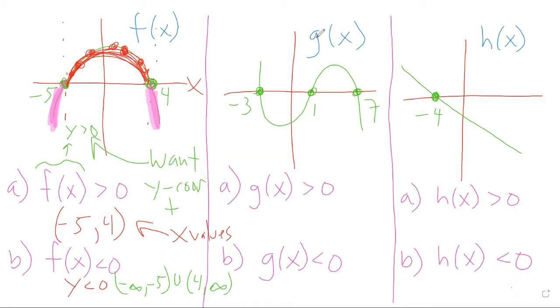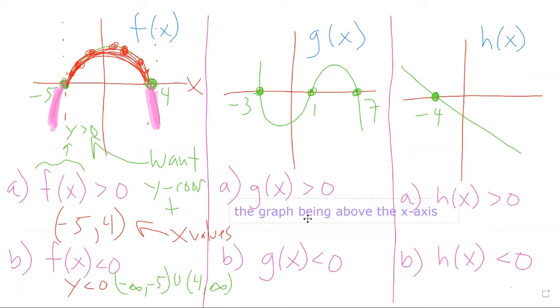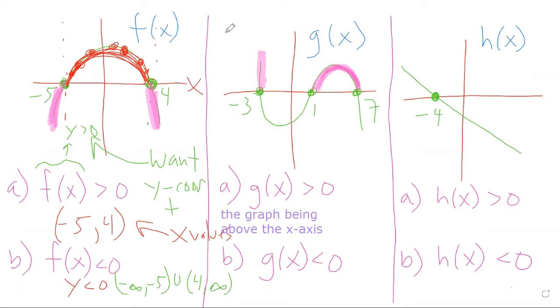What about this one over here? Now we have g of x. We want g of x to be greater than 0. So you can interpret this as the graph being above the x-axis, right? That's how you can interpret this. So you have to tell when that happens. When is the graph above the x-axis? Well, it's above the x-axis during this time here. Let me use a different color. It's above the x-axis here, and it's above the x-axis there.